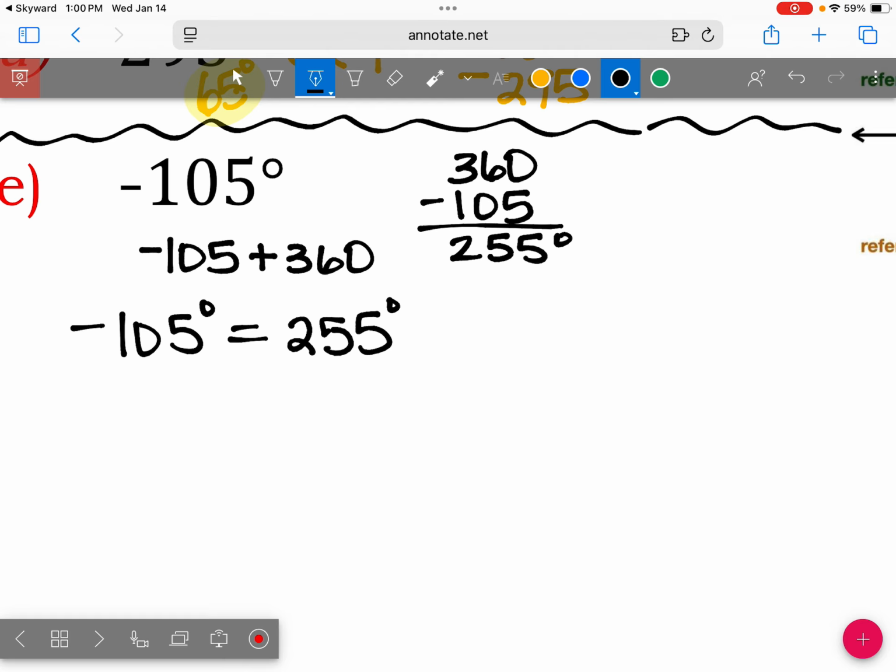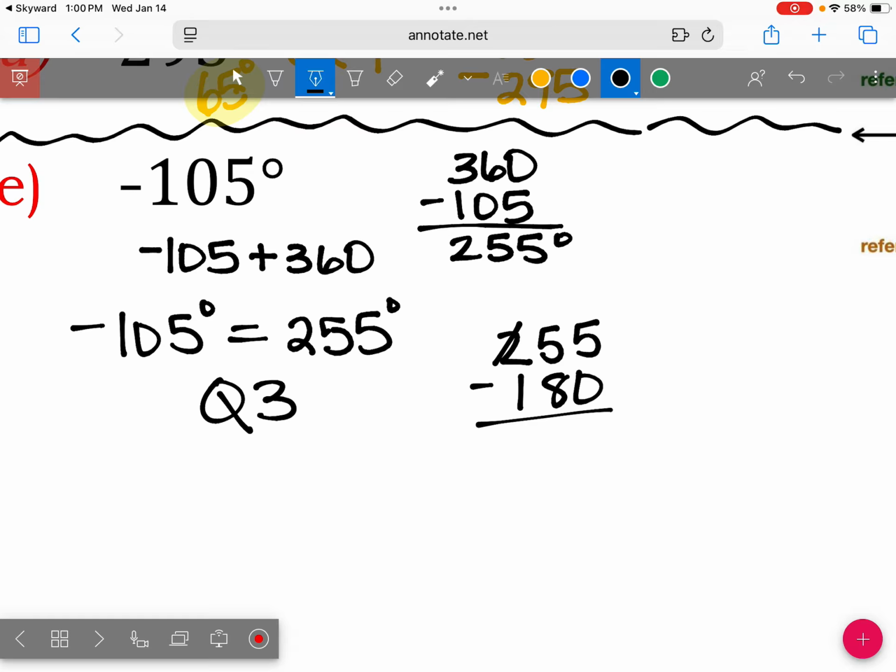Quadrant 3. So what does it tell you to do when you're in Q3? What's the formula? Is it the angle minus 180 or is it 180 minus the angle? So let's take that angle, which is 255, and subtract 180. I got 75 degrees for question E. That would be my reference angle.